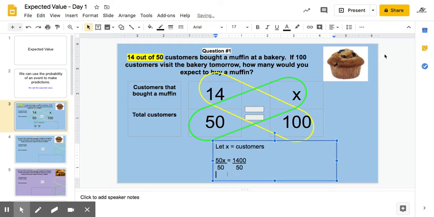Okay, now I'm going to clean this up. 50x divided by 50 is just x. Bring down your equal sign. 1,400 divided by 50 is 28. Okay, so I just solved my equation. X equals 28. That's the number that will go in my numerator. So what that means is, to answer our question, I would expect 28 people to buy a muffin.